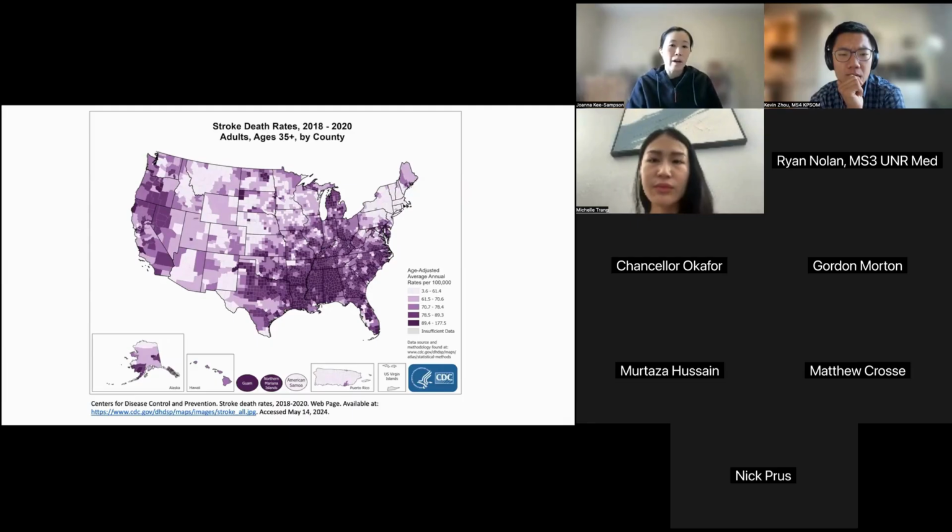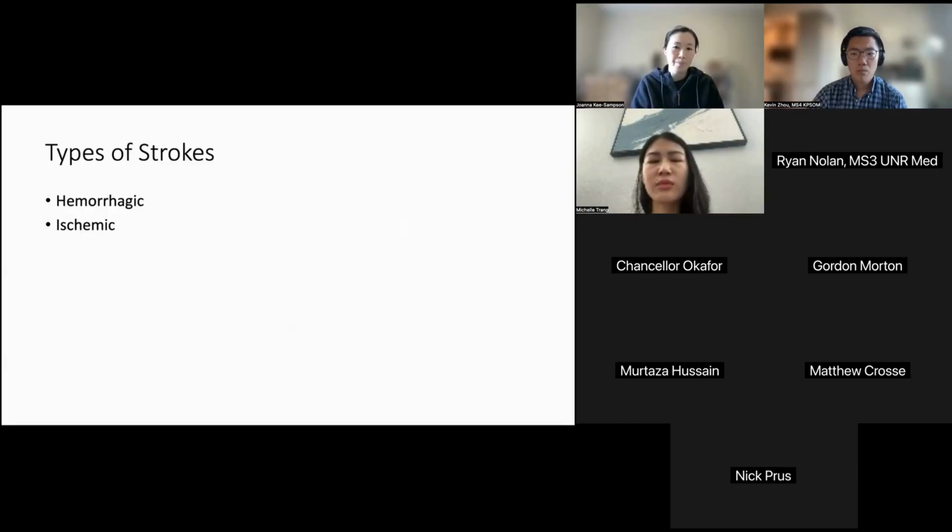The higher stroke mortality in these areas of the country is primarily driven by the higher stroke incidence because of the higher prevalence of the risk factors. So higher degrees of high cholesterol, heart disease, hypertension, diabetes, and smoking, etc. Historically, the overall average stroke mortality has been 30% higher in the stroke belt and 40% higher in the stroke buckle compared to the rest of the country.